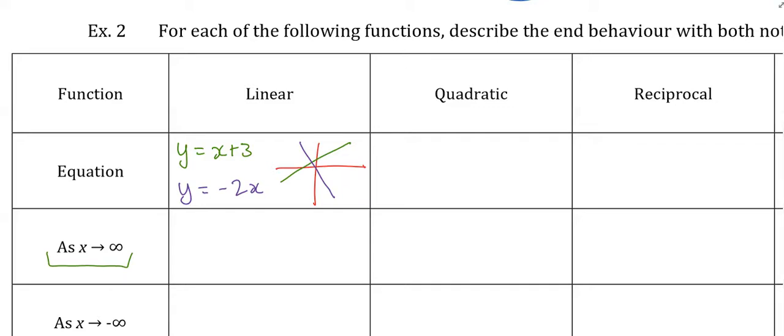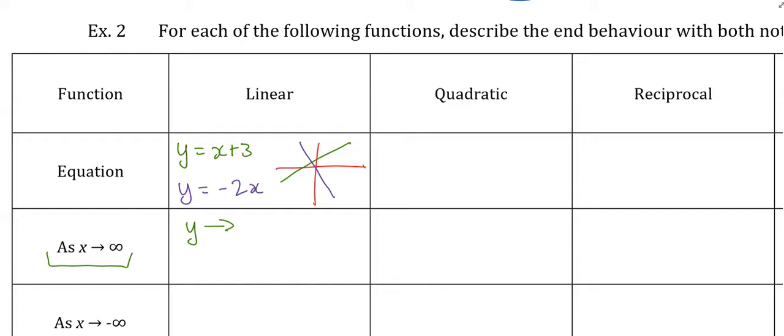So watch. In this green graph, x going to positive infinity means as I go out to the right side of this graph. What is the green line doing? Yeah, it's going up to positive infinity. So in this case, as x goes to positive infinity, y also goes to positive infinity.